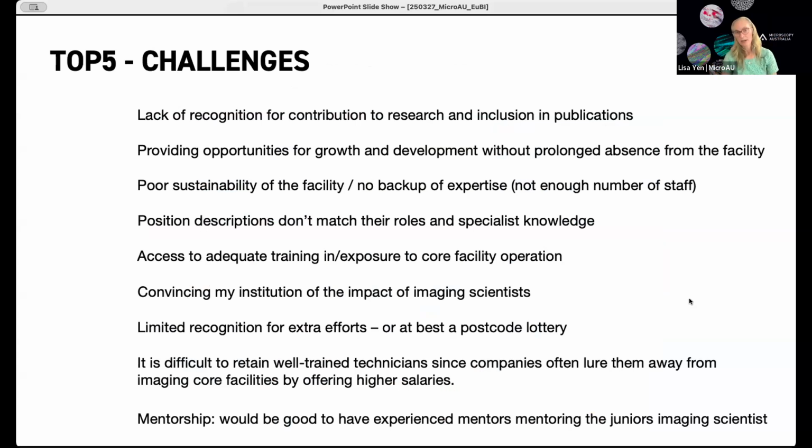I was there at the European Microscopy Conference last year, and this was one of the slides that we used, where there are some quotes from different platform scientists about some of the ways they would describe the top 5 challenges that they experienced within their career. You can see that ranges from recognition, or that position descriptions don't quite match their roles, that the impact of an imaging scientist position isn't always recognised.